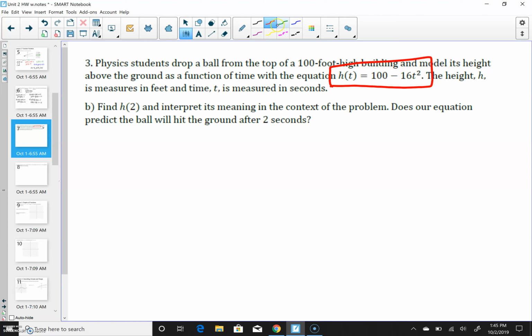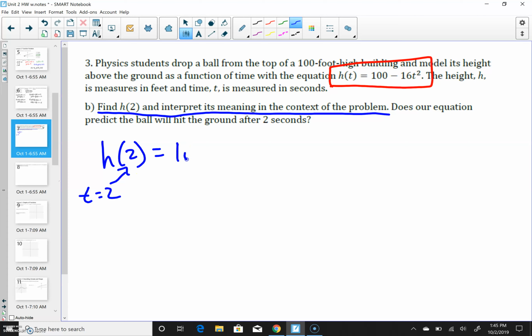So they've given us a lot of information so far, but only some of it is going to be useful, and mostly what we need is the fact that we have an equation. h represents the height above the ground, and t represents the number of seconds. We want to find h of 2 and interpret its meaning in the context of the problem. Well, h of 2 really means that t is 2. So every place we see a t in our equation, we are going to substitute in a 2. Best bet is to just use your calculator, plug everything in at the same time, and you get 36 feet.